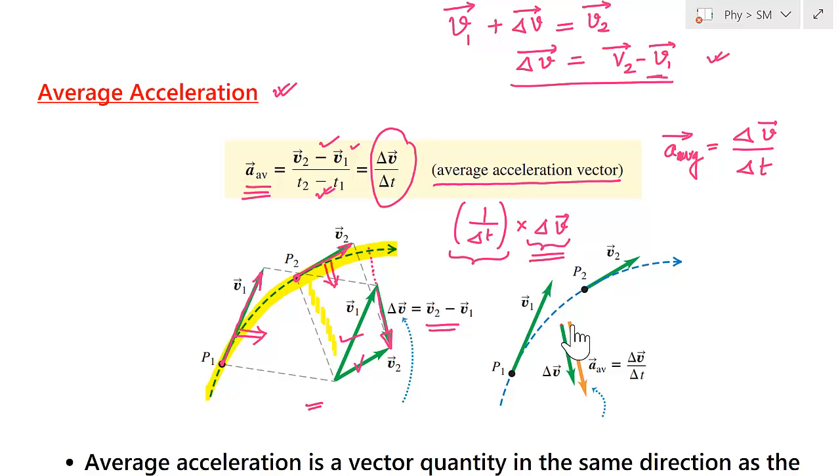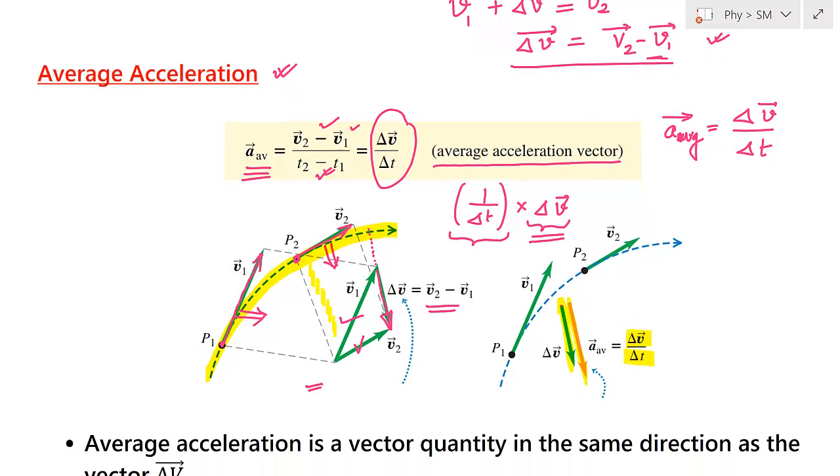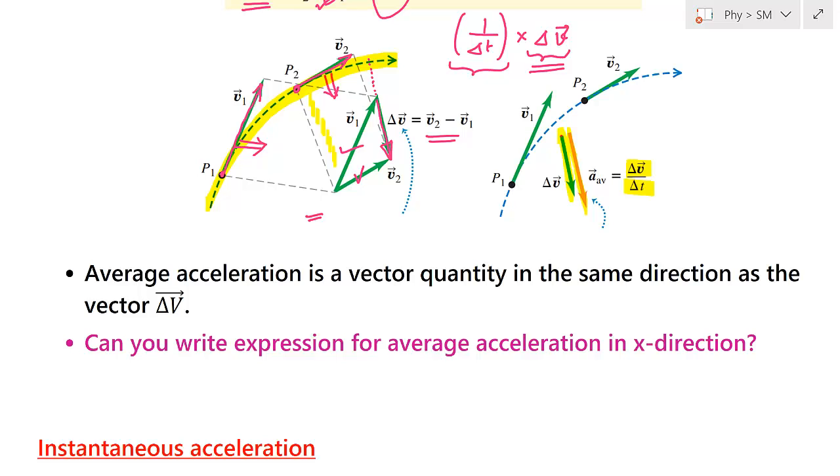So this is the direction of the change in velocity vector, and this is the direction of the average acceleration vector. Because average acceleration is nothing but delta V divided by delta t, and the direction of average acceleration is the same as the change in velocity vector. So we can say average acceleration is a vector quantity in the same direction as the vector delta V. So average acceleration has the same direction as the change in velocity vector.